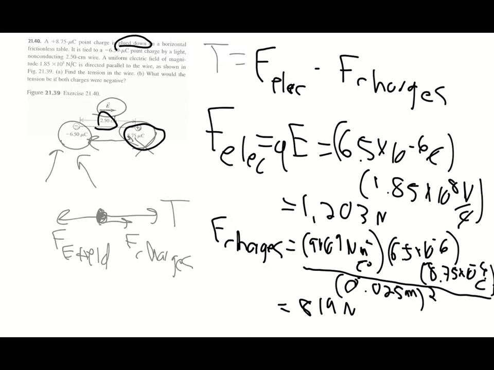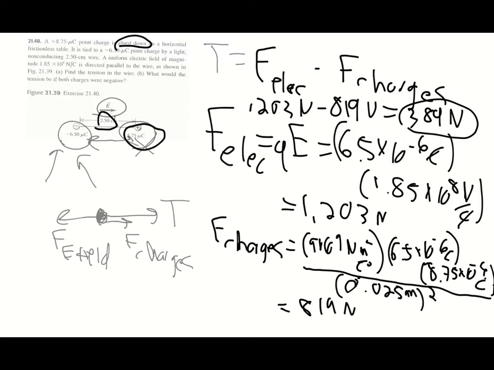Oops, I forgot to write coulombs over here, sorry. So we get 819 newtons, and we put those numbers up here: 1,203 newtons minus 819 newtons, and we get 384 newtons for our answer. We didn't say what direction that was in. That is to the right. And we can see that from our force diagram too. Our force diagram shows that to be true.